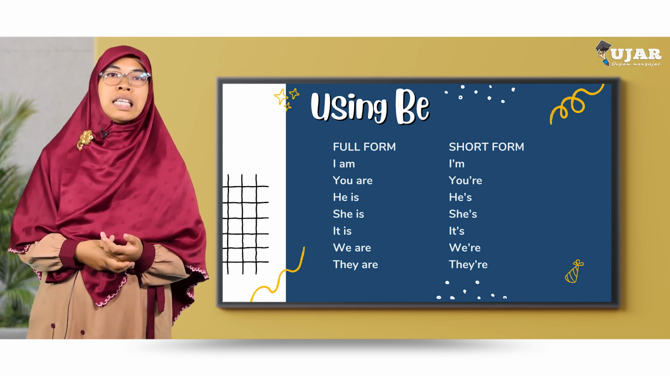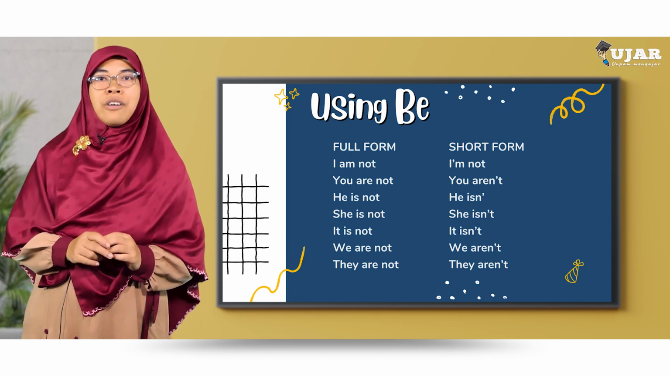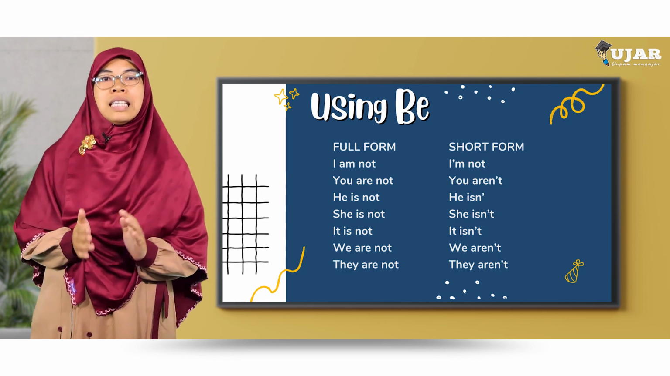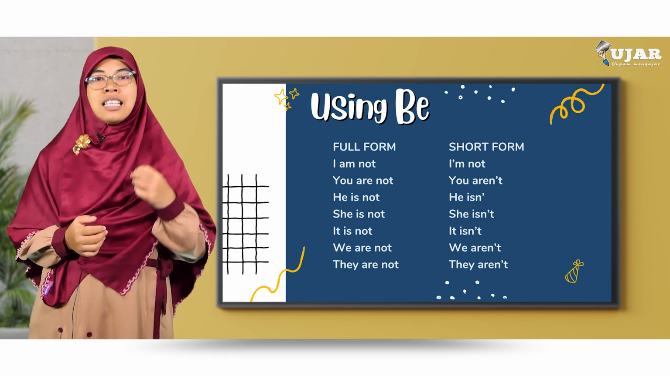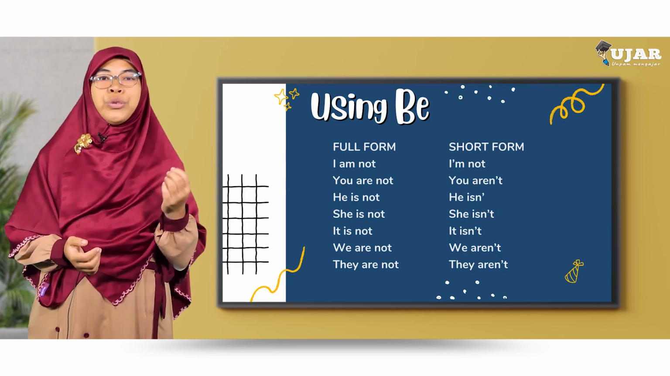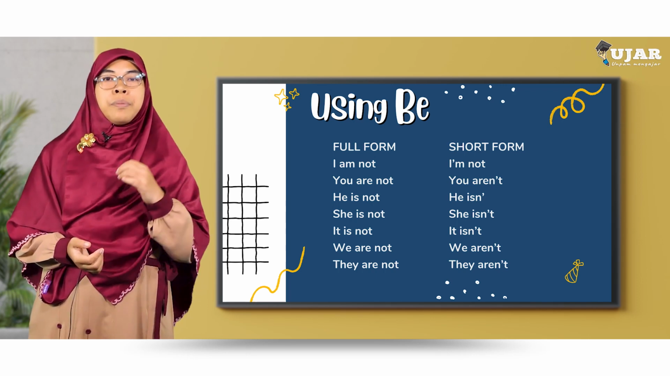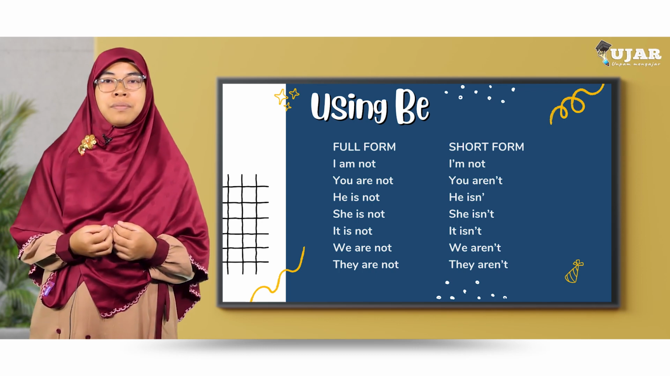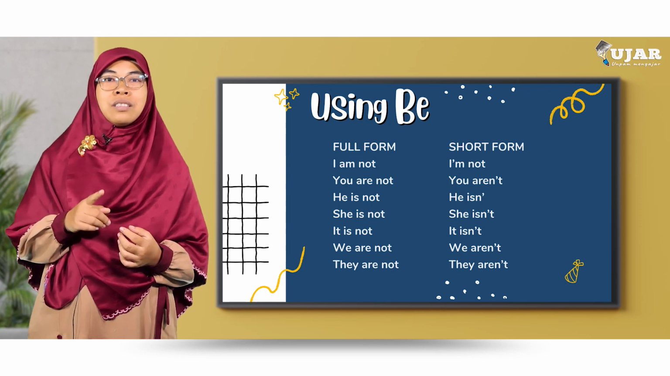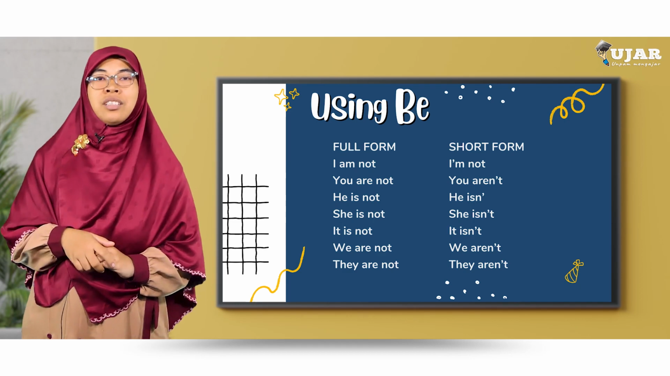Contraction also can be done in negative sentences. For negative sentences, we put not after be in the sentence. I'm not, he is not, she is not, it is not, we are not, you are not, they are not. Be and not can be contracted. Remember, only I am has one contraction.